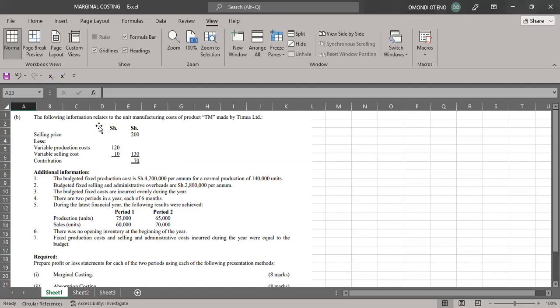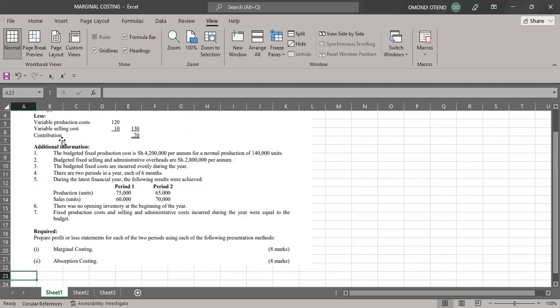So let's read. The following information relates to the unit manufacturing costs of product TM made by Timua Limited. So you have the selling price less variable production cost, variable selling cost, then we have our contribution. To that, we have additional expenses. Number 1, the budgeted fixed production cost is 4,200,000 per annum for a normal production of 140,000 units. The budgeted fixed costs are incurred evenly during the year. There are 2 periods in a year, each of 6 months.